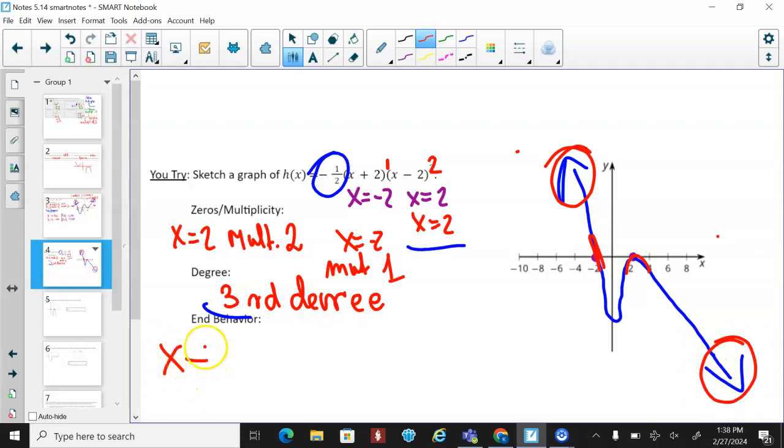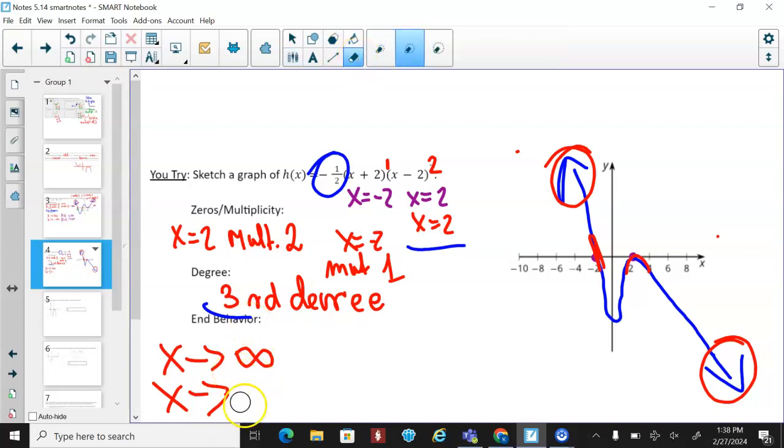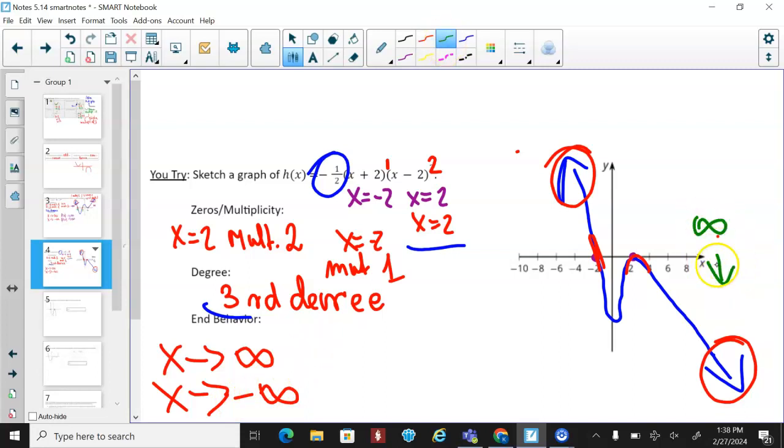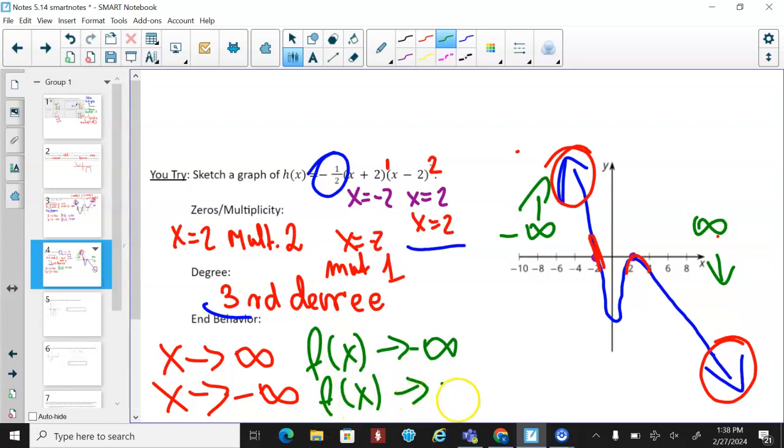So that means when I'm on the right side or the left side of the graph, my ends are going to go in the opposite direction. On the positive side, my function travels down. And on the negative side, my function travels up. So I'm going to write that out here. Again, if you need to pause it, please do so.